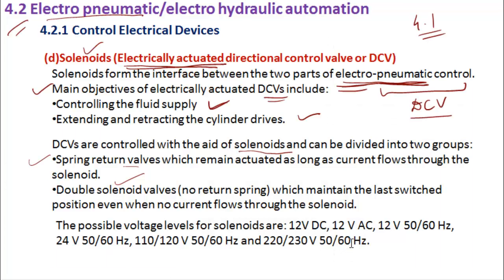Now the possible voltage levels to operate a solenoid are basically 12 volt. It can be a small one, 12 volt DC or 12 volt AC. In case of AC, it will be 12 volt at 50 or 60 hertz, or it can be even 24 volt at 50 to 60 hertz. Like that, many different possibilities are there.